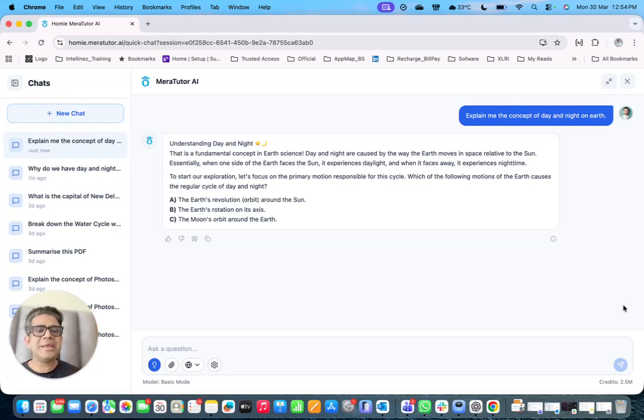After we enable the coach mode, instead of direct answers, you can see that there is a quiz or a question. It says day and night are caused by the way the Earth moves in space relative to the sun. Essentially, when one side of the Earth faces the sun, right? So it explains a few concepts about why day and night occur. To start our exploration, let's focus on the primary motion responsible for this cycle. Which of the following motions of the Earth causes the regular cycle of day and night? So there's a question for the student to think and answer rather than memorize the information. That's the basic difference.